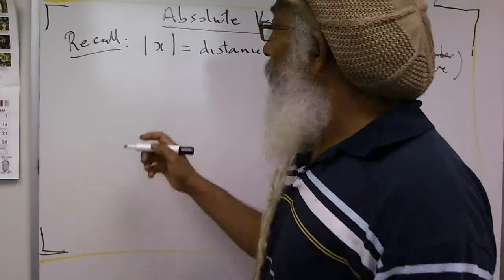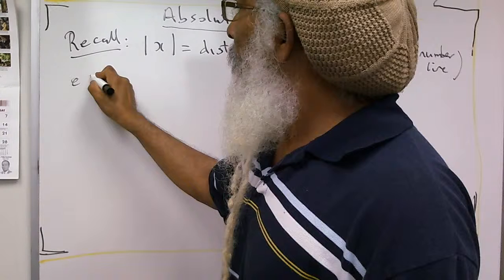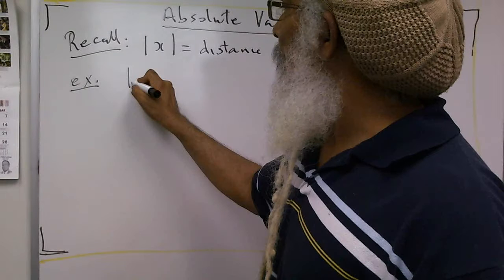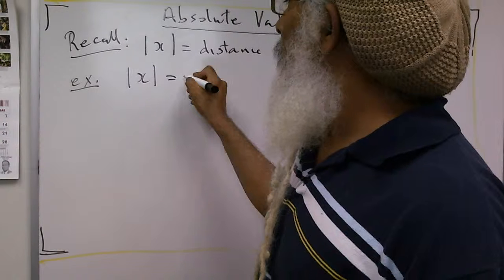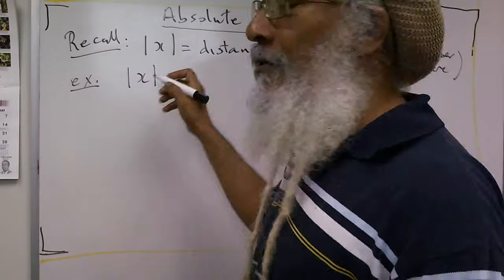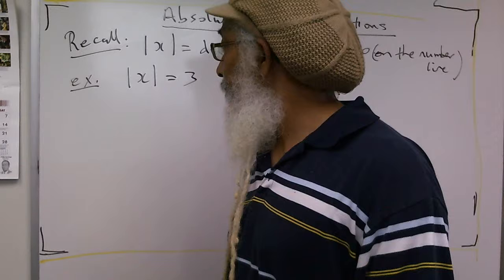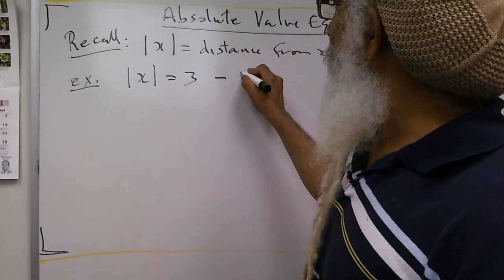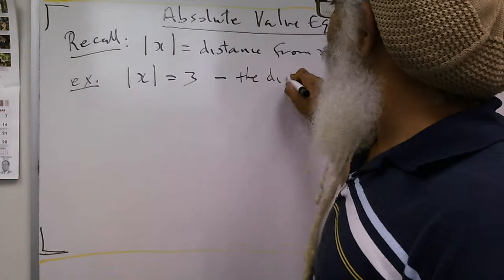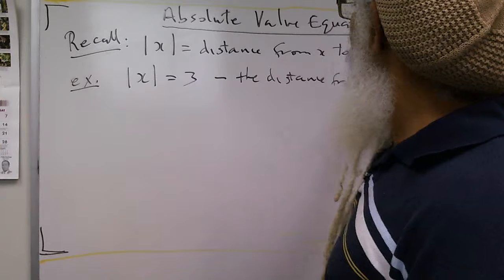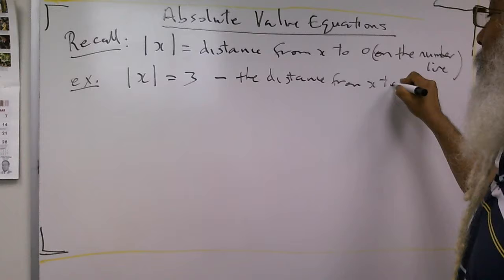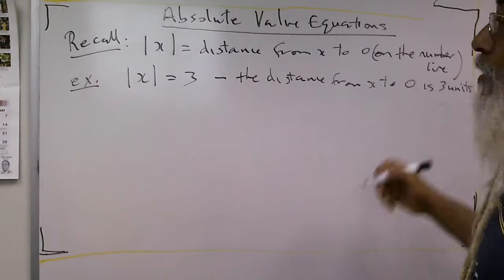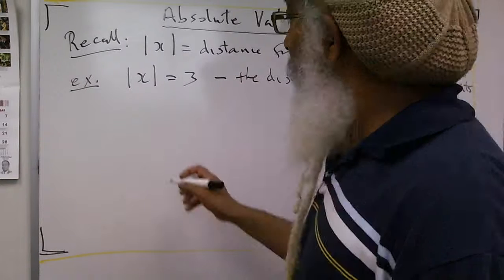Right? So let us take the most basic equation, which is the absolute value of x equal to, let's say, 3, just for an example. Now, what does this mean? This means that the distance from x to 0 is 3 units.